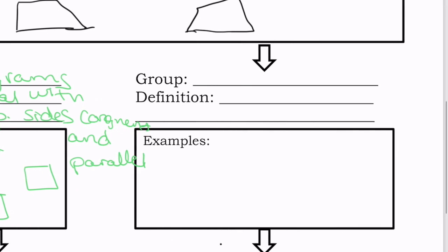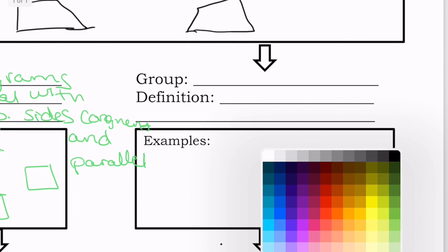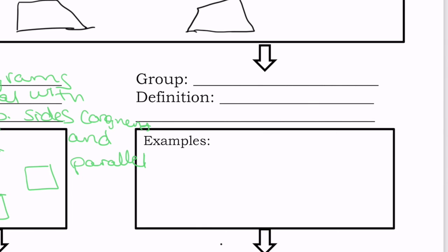Let's go to the other side. The other main type of quadrilateral we talked about was a trapezoid. And our definition of a trapezoid is it has one set of parallel sides that are opposite from each other. I'm going to write this: one set of parallel opposite sides.